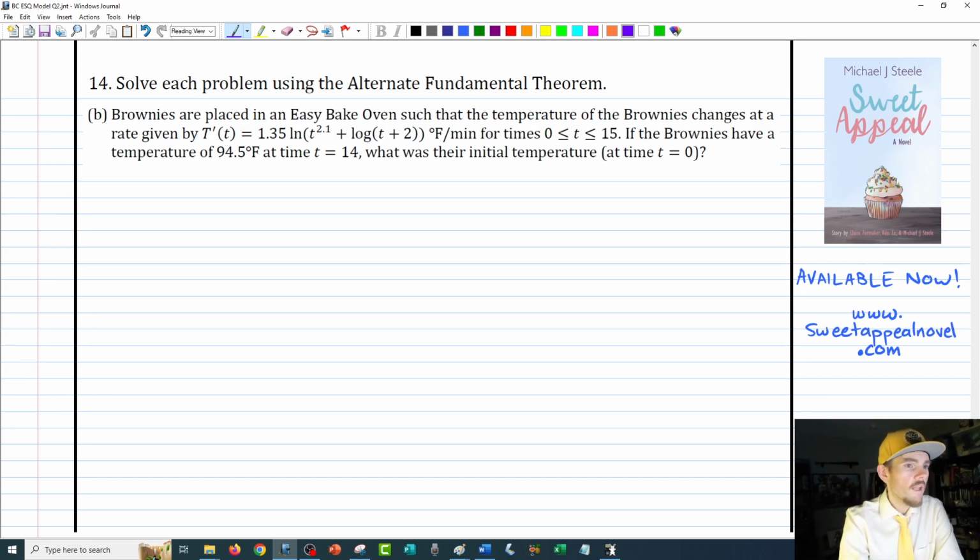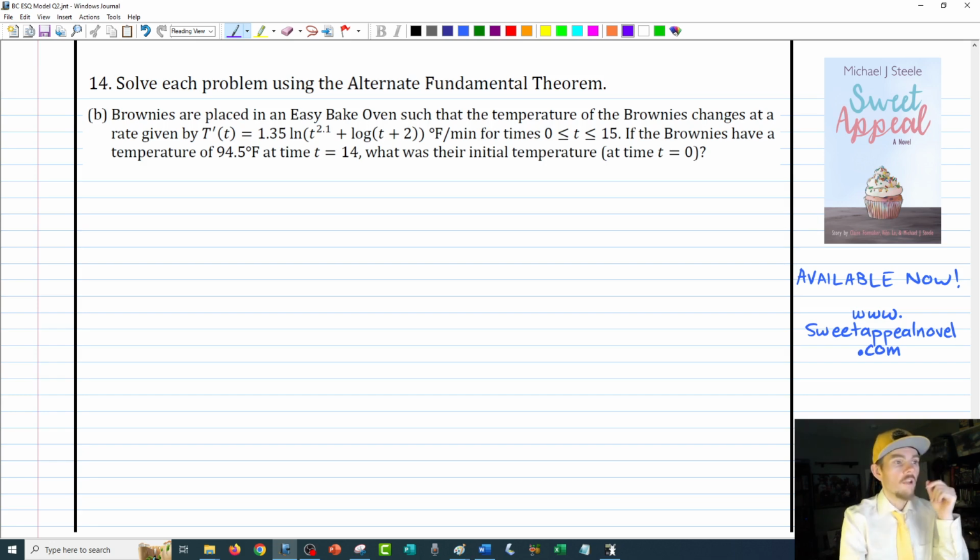But in any event, we've got the temperature of brownies in an easy bake oven. Got to be really small brownies. It's probably really cute. Given by T prime of t equals that monstrous thing. It's measured in degrees Fahrenheit per minute for times between 0 and 15.